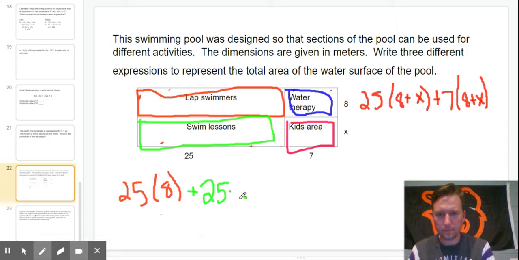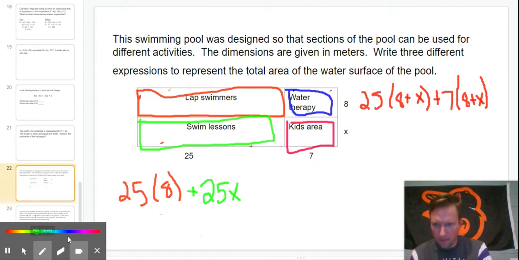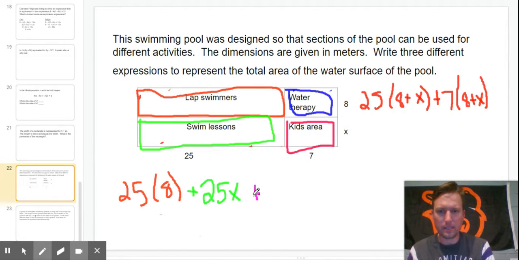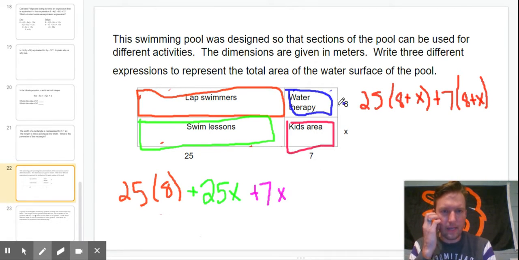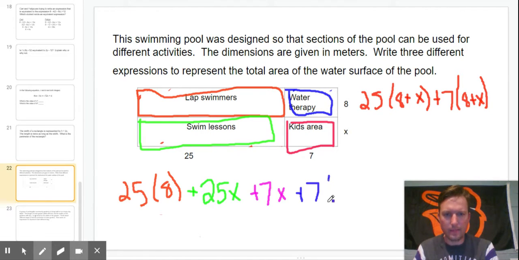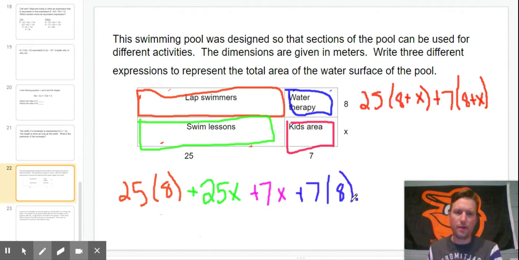Very good. And then I'm going to add that to the kids area. The kids area would be 7x, so it would be plus 7x. And then the water therapy section, that will be blue. It looks like 7 times 8. So I would add plus 7 times 8. And there you have it. That would be another equivalent expression.